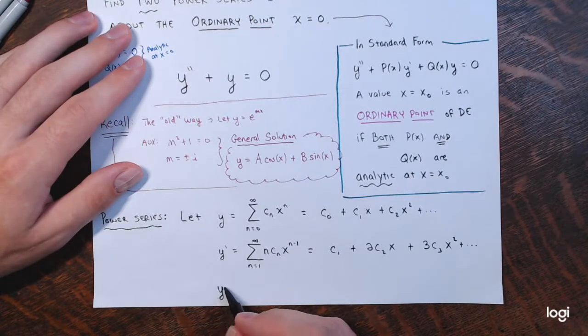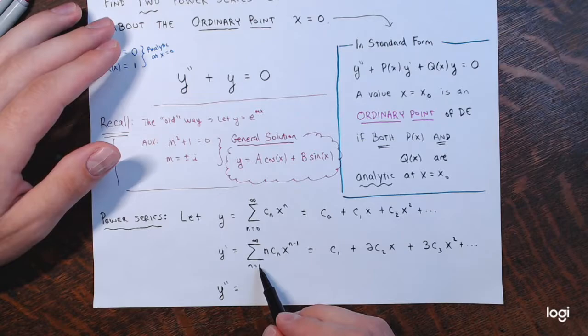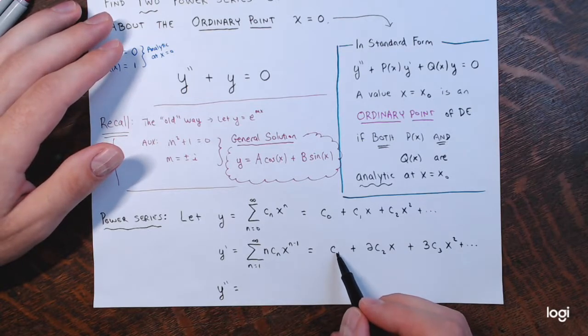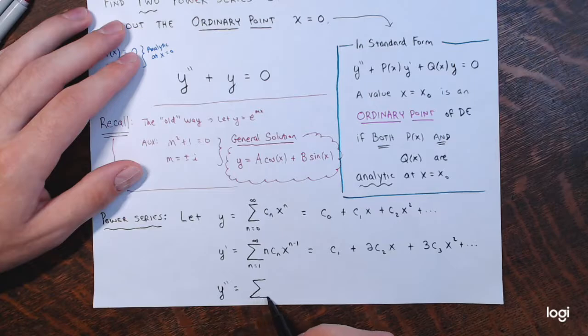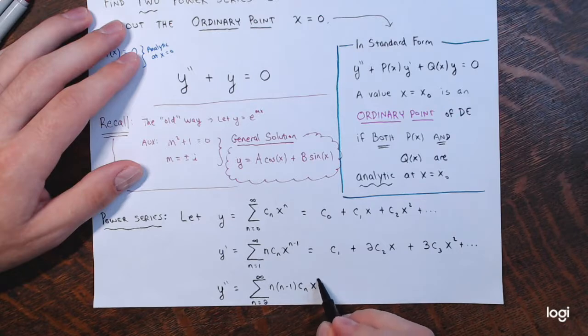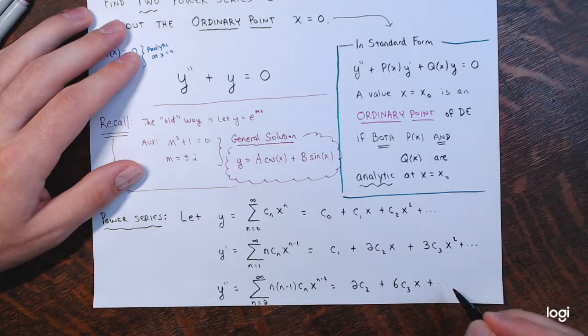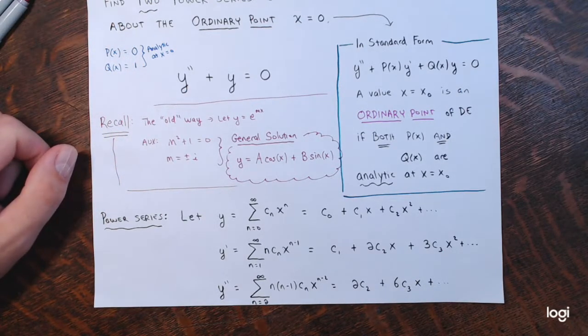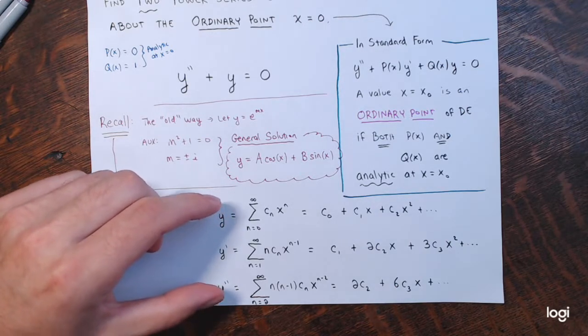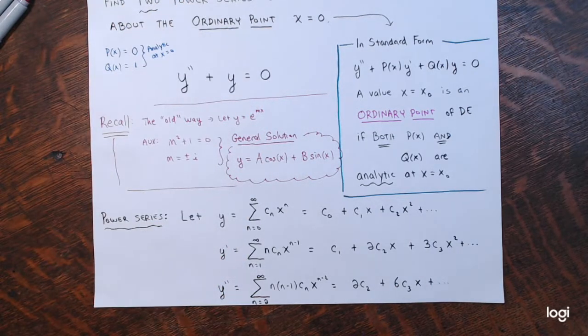And then finally y double prime. For the same reason I started y prime at n equals 1, I'm going to start y double prime at n equals 2. So from n equals 2 to infinity of n times n minus 1 times c sub n times x to the n minus 2, which would be 2c2 plus 6c3x and so on. So I've got expressions for my derivatives. Let's substitute them into the equation.